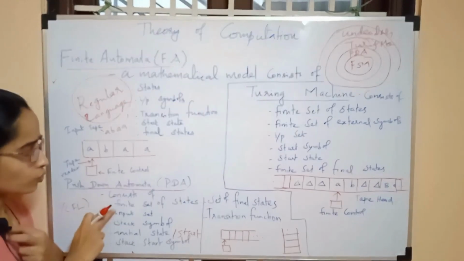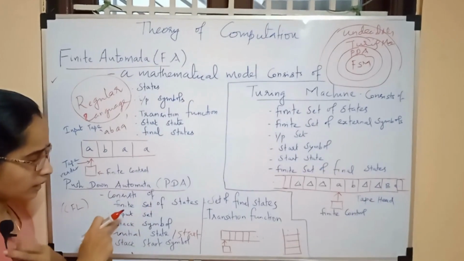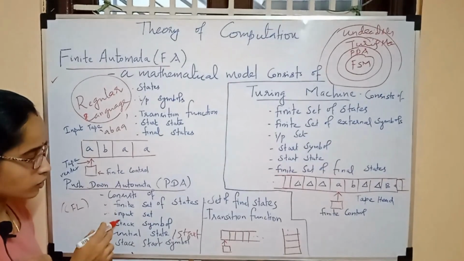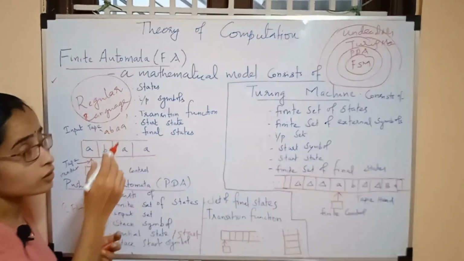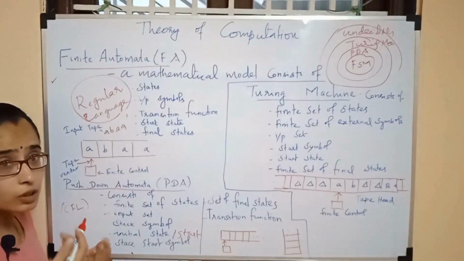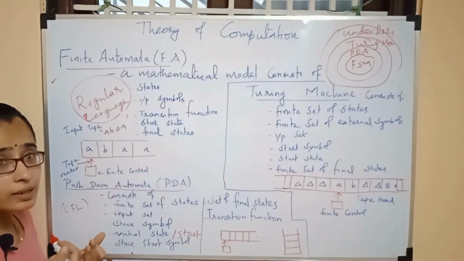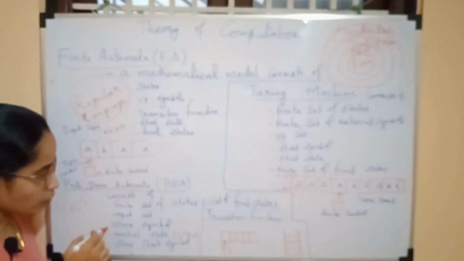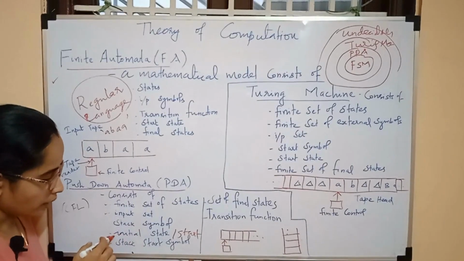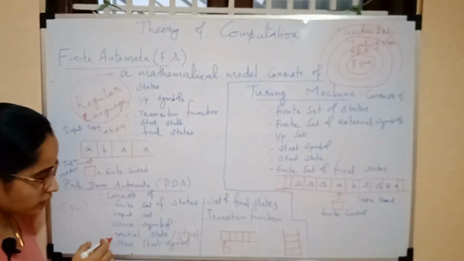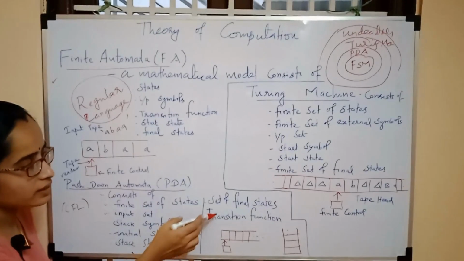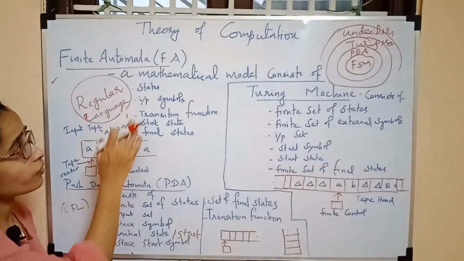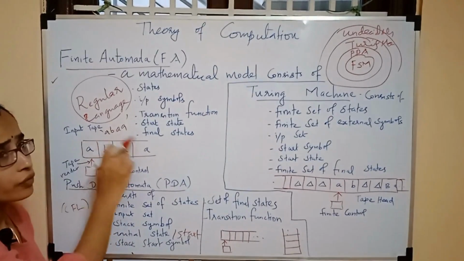Okay, so it's a finite set of states and an input set. So here also, to read the input string, you will definitely have an input set, and you will have a stack symbol, an initial or starting state, a stack start symbol, a transition function, and a set of final states. So when you compare these two diagrams, in the finite automata you only have the input tab.